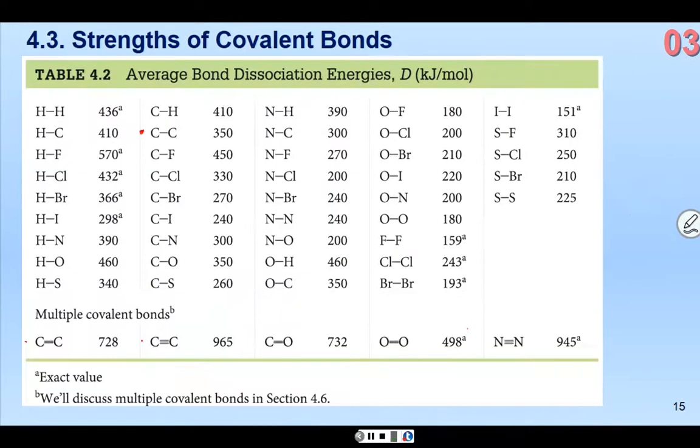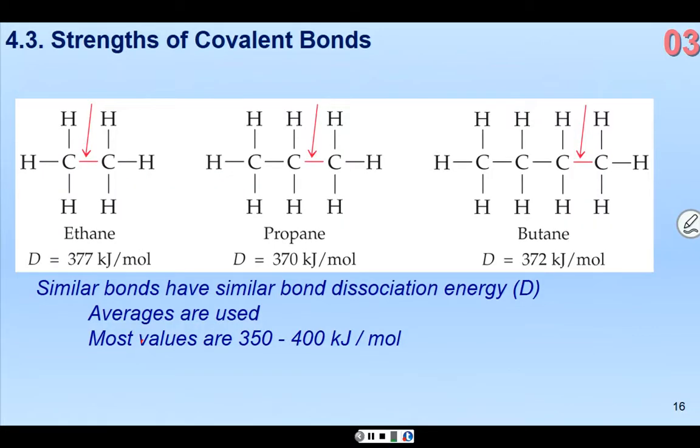Let's flip back and look at it. There aren't too many that are above that. Well, there's a couple, but 350 to 400 in a general sense. Some are lower, some are higher, but that's just a ballpark estimate of things to realize. That's all I'm going to say about the strengths of covalent bonds for today.